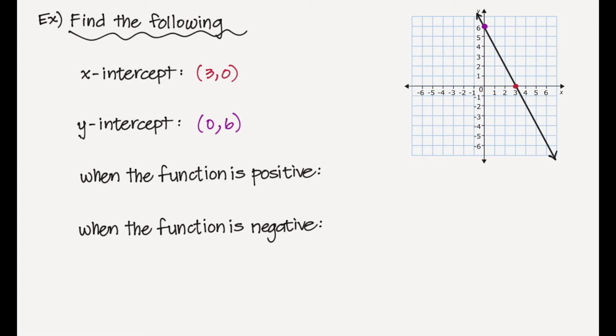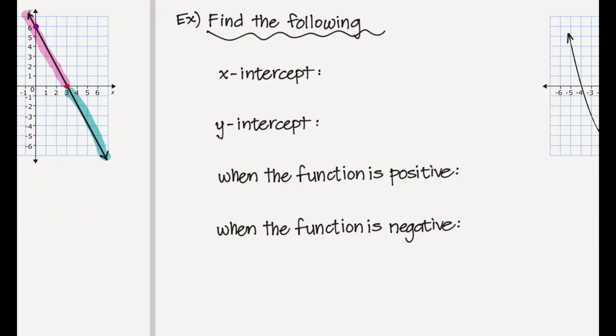Now I'm going to highlight for you the positive section of this function. If I were going to describe it in words, I would describe the x values. So it is positive when all of those x values are less than 3. Now, I'm going to highlight the negative portion, which is below the x-axis, and I would say that this happens when all of the x values are greater than 3. So these are just additional ways for you to interpret a graph.